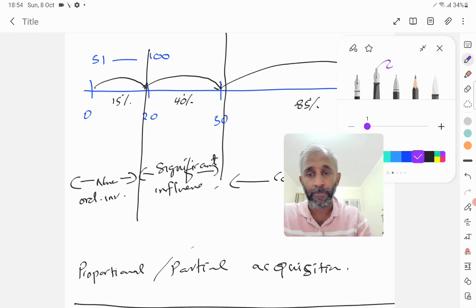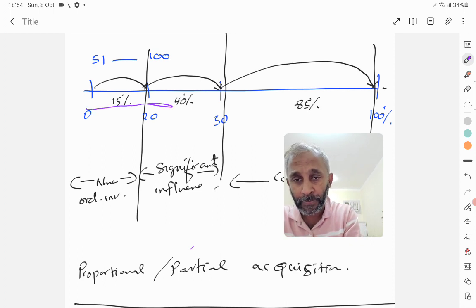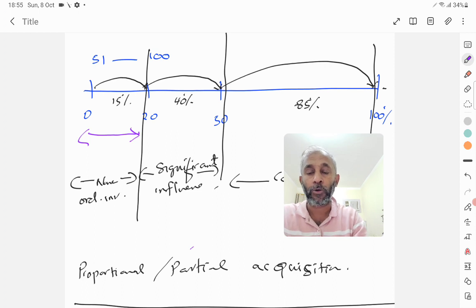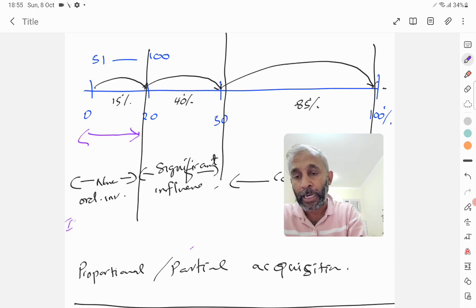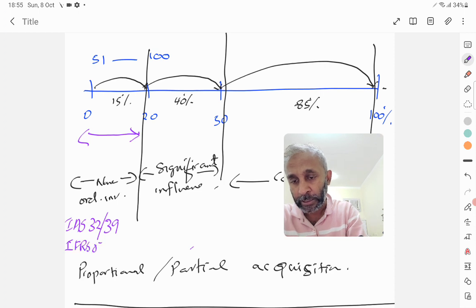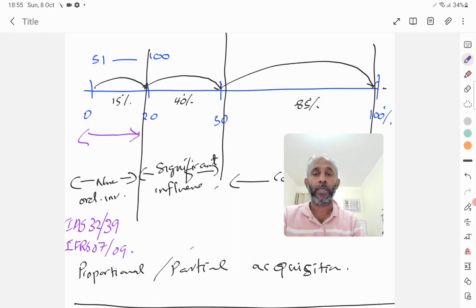If you look in here, during this period up to here, the investment, we call it ordinary investment. Usually in this situation we use IAS 32, 39, some of which have been superseded, then IFRS 7 and IFRS 9. We use these standards in dealing with investments which are less than a 20% stake in another company.